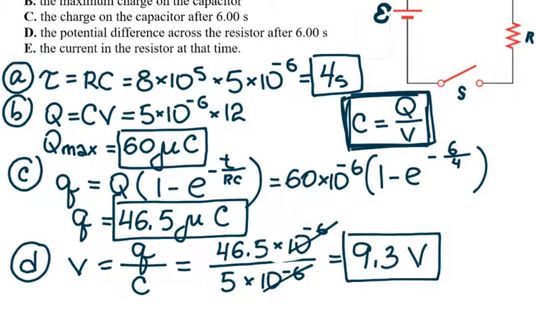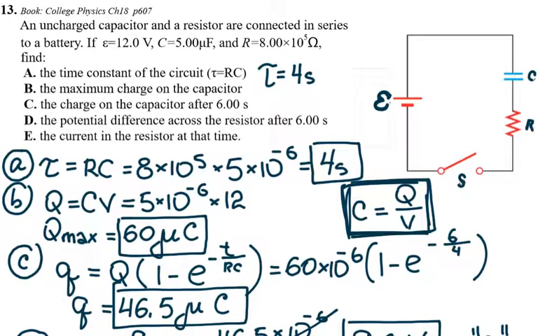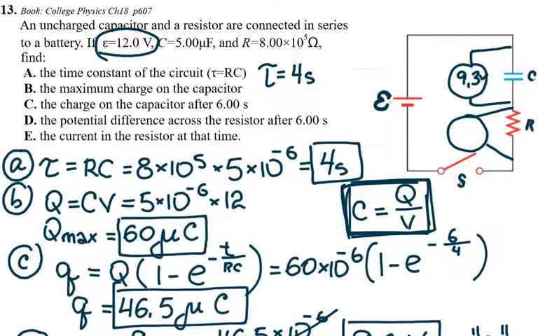So that is the voltage on the capacitor, and the total voltage in the circuit is given as 12 volts. So if I have 9.3 volts dropped on the capacitor, then on the resistor is going to be 2.7 volts, the rest of it, because the total voltage that has to be dropped is 12 volts. And 9.3 and 2.7 makes the total voltage dropped that is leaving from the battery.